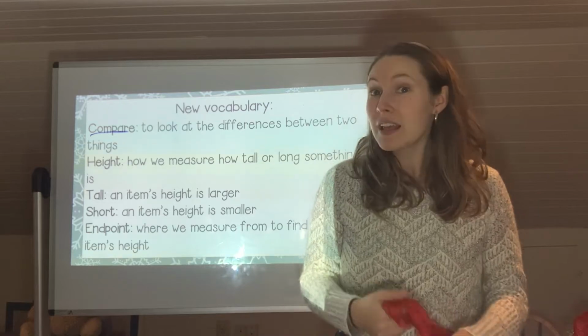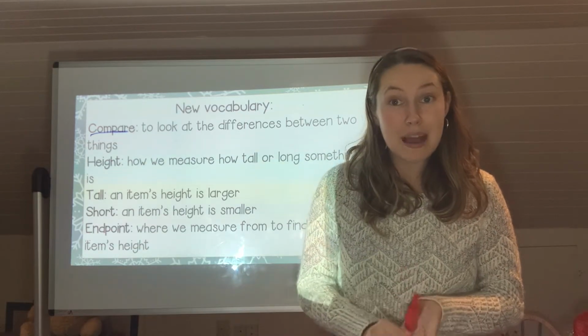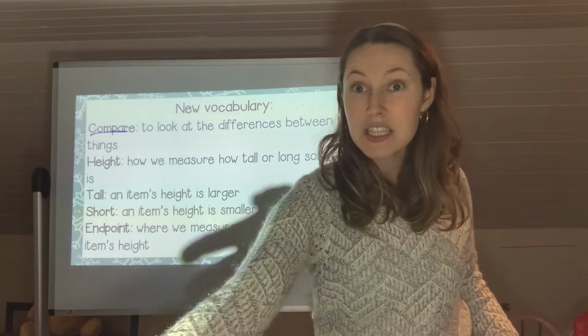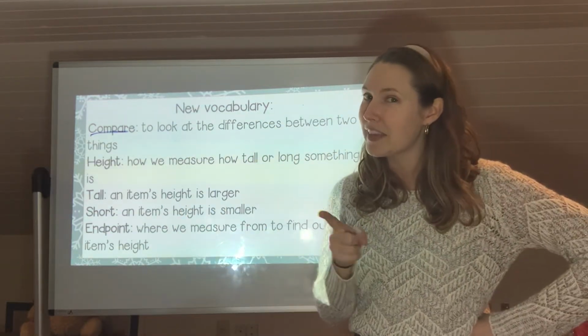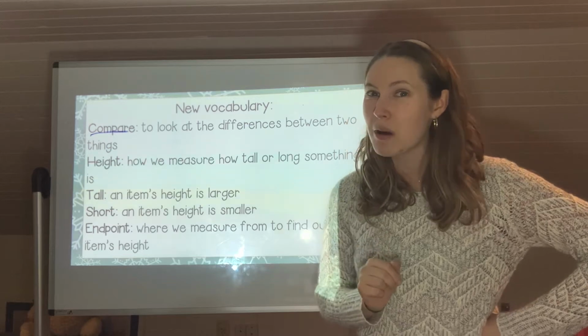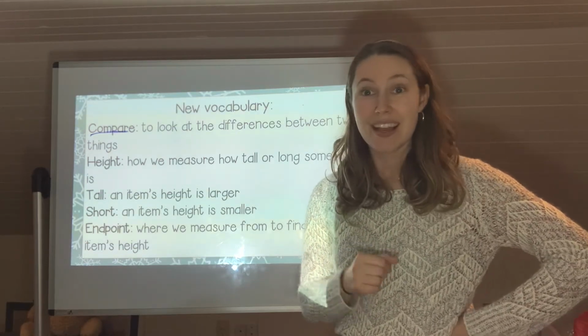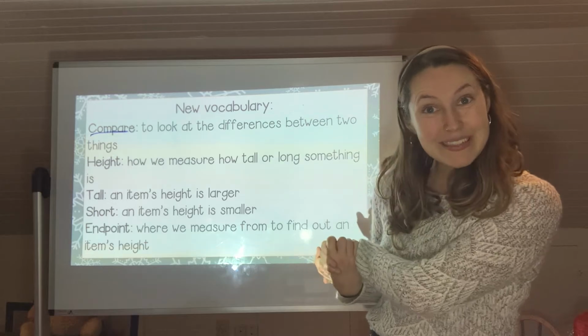Kind of tricky. So we're going to make sure that when we think about comparing two things, when we think about looking at the difference in their height, we want to make sure they have the same endpoint. Otherwise, it can be pretty tricky. All right, I think we're ready to start doing some comparing.